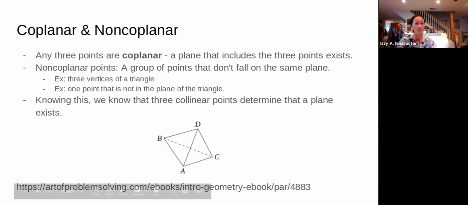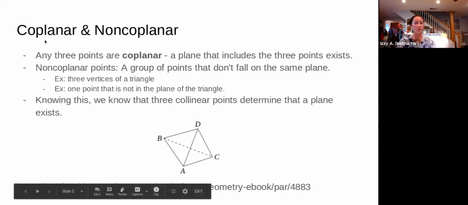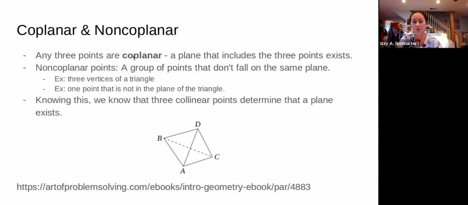Okay. So coplanar and non-coplanar. Any 3 points that are coplanar basically exist on the same plane. For example, the 3 vertices of a triangle, this example should be up here, sorry. The 3 vertices of a triangle are coplanar because they exist on the same plane. And non-coplanar points are a group of points that don't fall on the same plane.